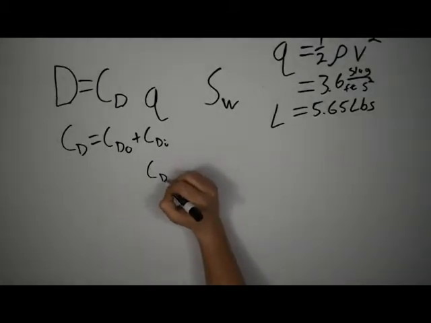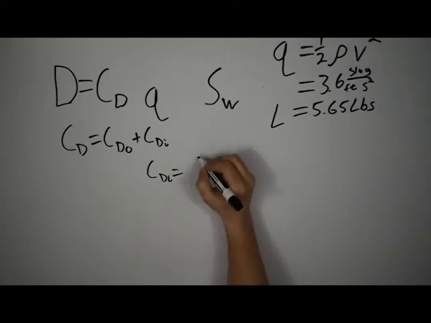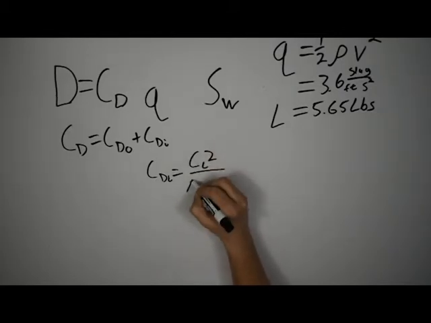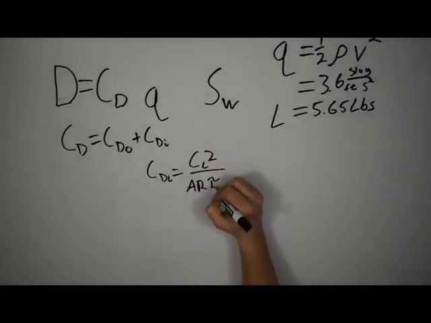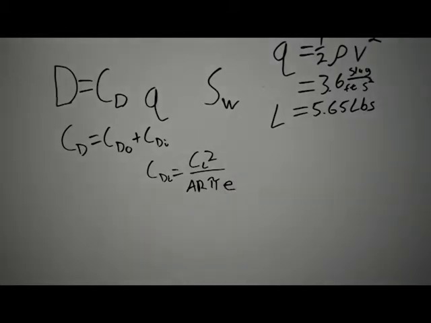Now the coefficient of induced drag is equal to the coefficient of lift squared divided by the aspect ratio times pi times an efficiency factor E. We've seen all of these numbers before, with the exception of this efficiency factor. Now for a boxed wing, E should be 0.7. If you're using an elliptical wing, this number will be 1 because you'll have fewer tip losses, like I mentioned, because the elliptical wing is more efficient.